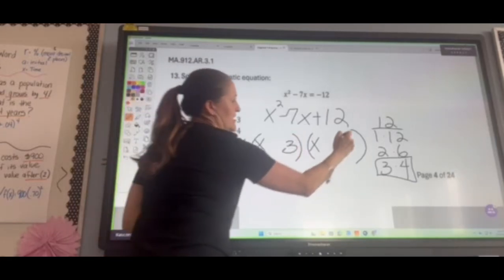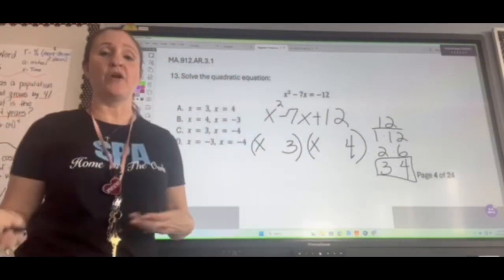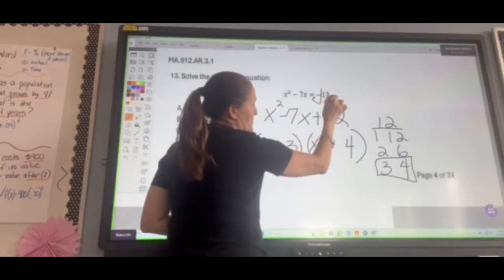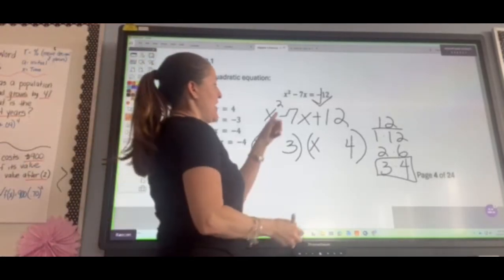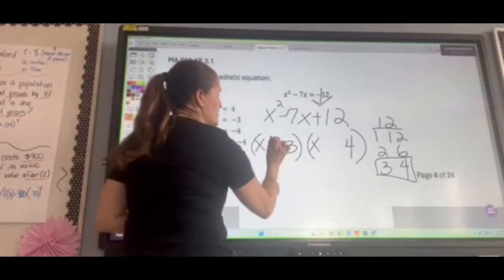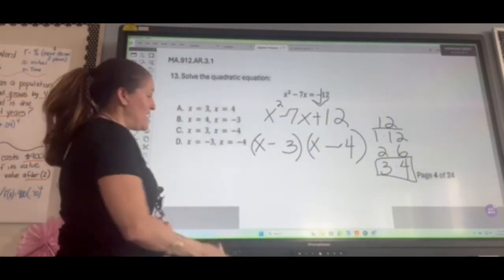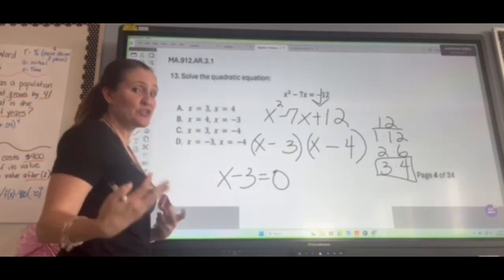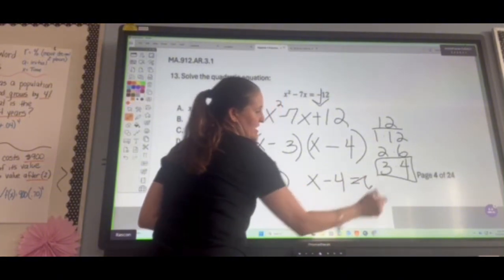So 3 and 4. This is where it gets tricky. You have to know where to put a plus and where to put a minus. So it's easy. Whenever there's a plus here, whenever there's a plus here, the middle term determines what they both are. So that's a minus, so minus, minus. Now all you have left to do is do x minus 3 equals 0, because that's what you're looking for. Remember, it's the ground. And x minus 4 equals 0.